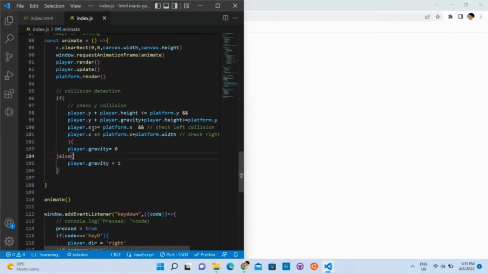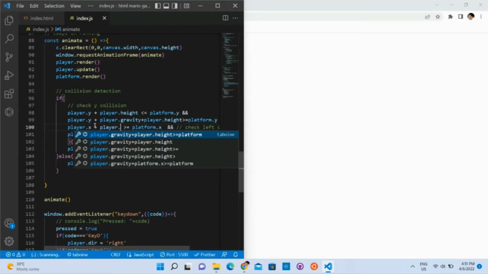In this video, I will show you how to implement a more realistic jump for your player. Before we actually start, I think we have to first fix the bug in the collision detection in the earlier video. Very sorry for the mistake, guys. Now it is quite good.